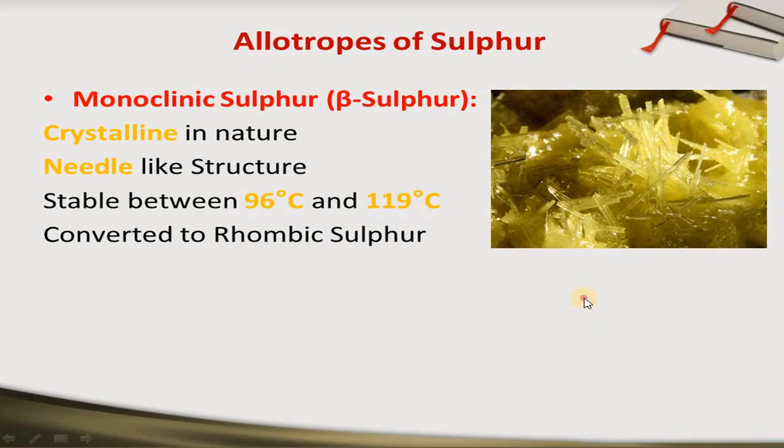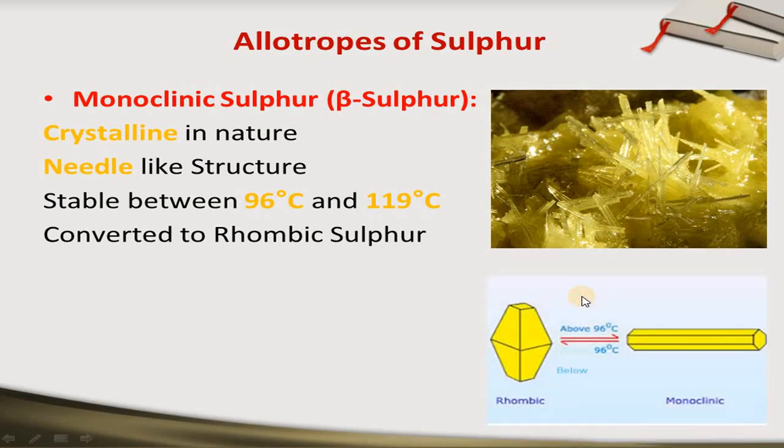Both rhombic sulphur and monoclinic sulphur are interconverted between each other. If we have rhombic sulfur, the octahedral crystal of rhombic sulfur, and the temperature increases above 96 degrees Celsius, it will be converted into monoclinic sulfur. But if the temperature remains below 96 degrees Celsius, then monoclinic sulfur is converted into rhombic sulfur.